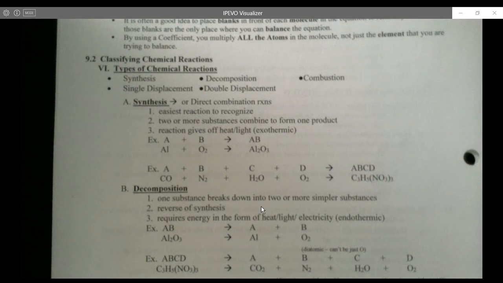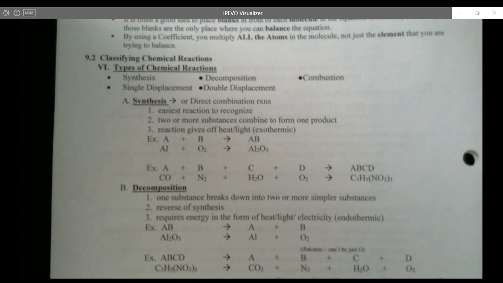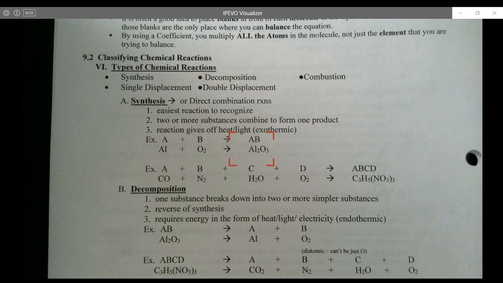Guys, I have no idea where my little camera went. I think you can see my paper on this document, but I think I disappeared.